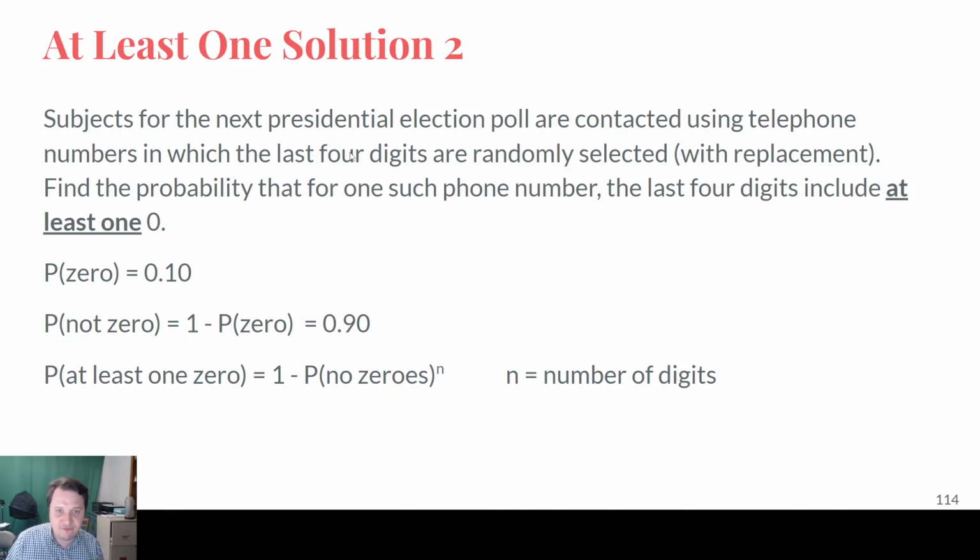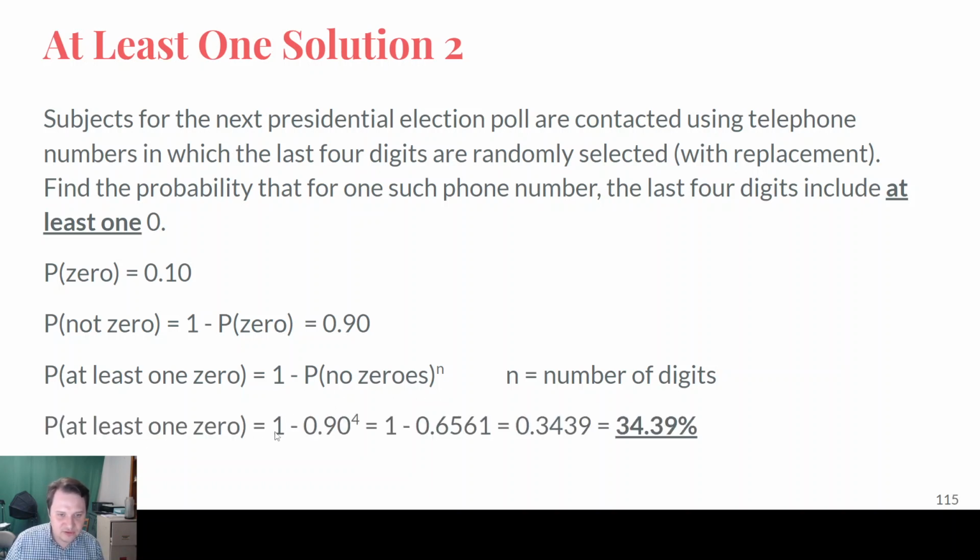Because we have 4 digits, that n right there is going to be 4. That's the number of digits. So we have 4 digits, and we need to put in the probability of one number not being 0, which we have right here is 0.90. I think part of the reason this is confusing is because we do one complement to get the probabilities, and then we do the other big complement right here. But here's what it looks like when you calculate it.